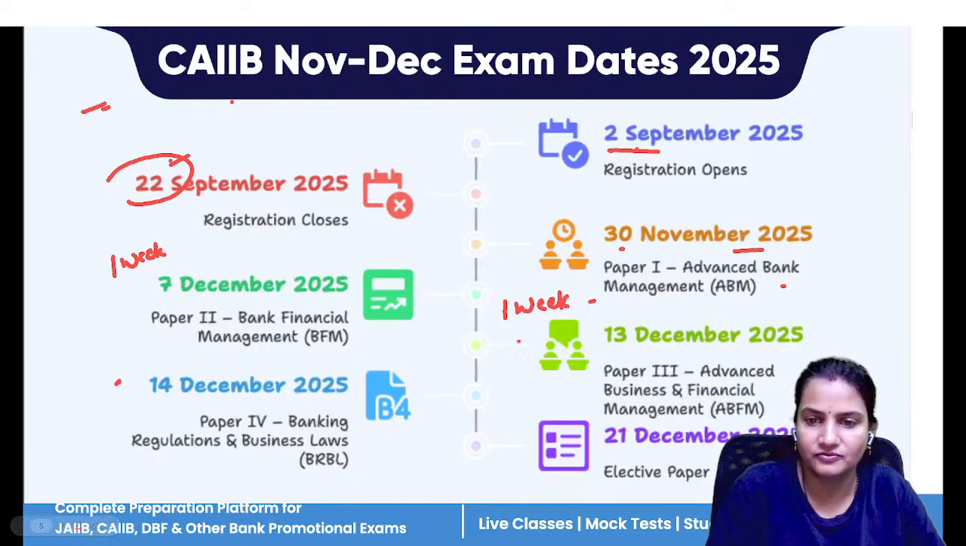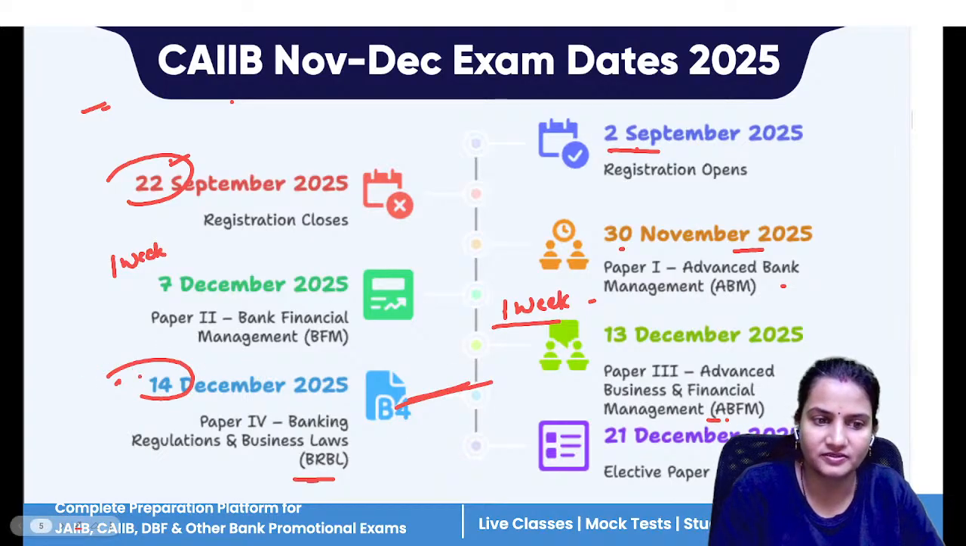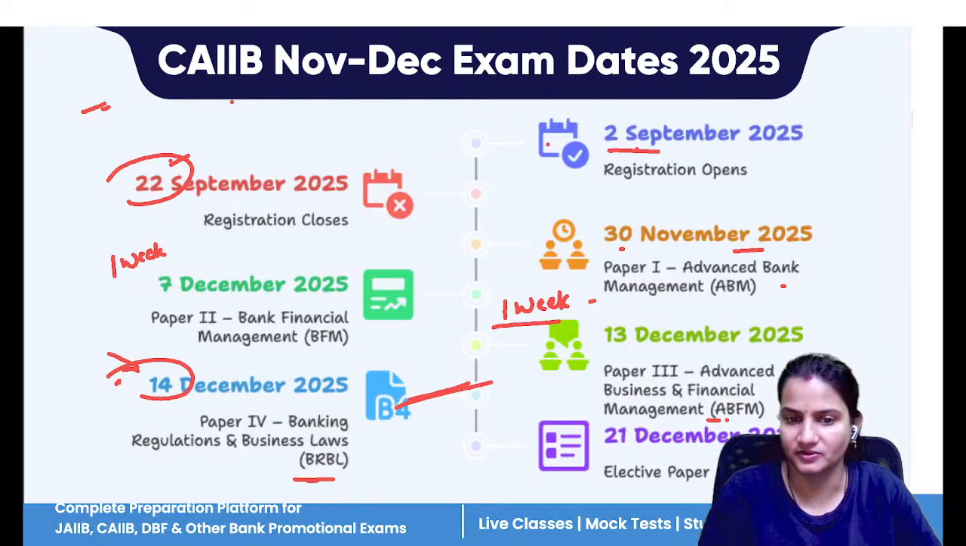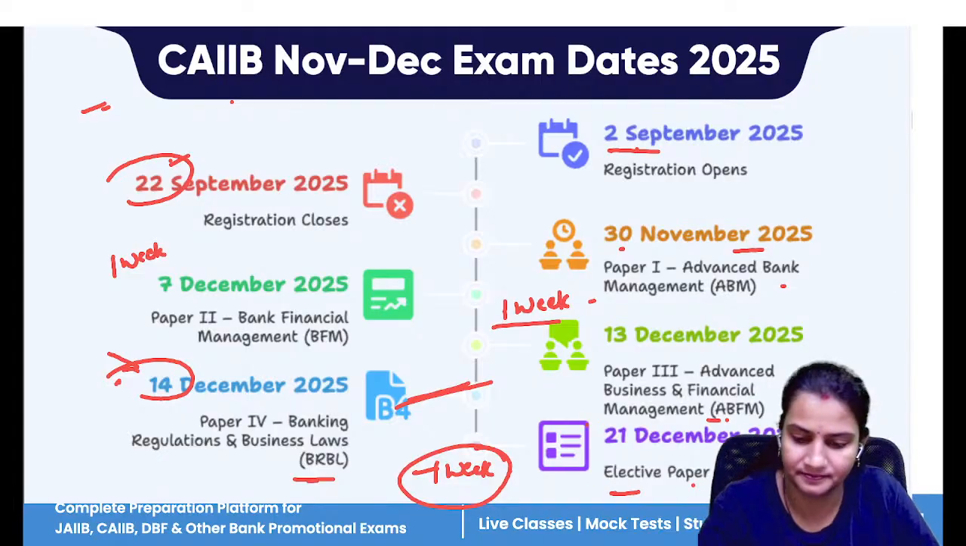But you have to keep in mind that between your BFM and ABFM paper, there is no time gap. So you have to prepare this paper parallelly along with the other papers. And in the elective, again, 1 week time is given. 1 week time is sufficient for your elective paper for doing the revision.